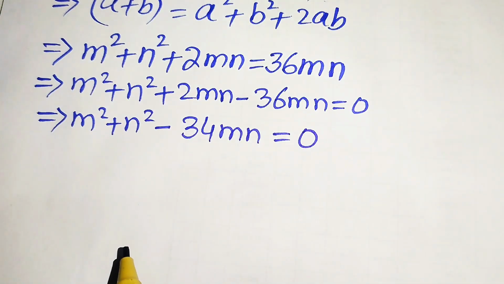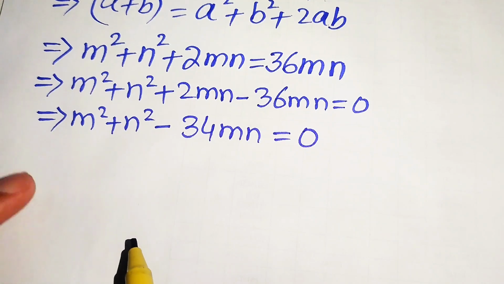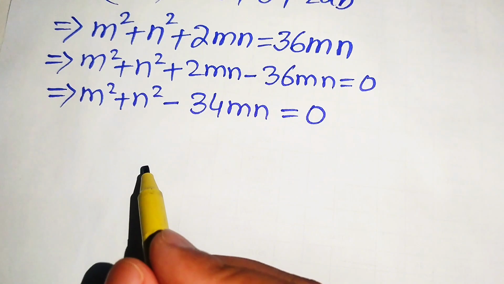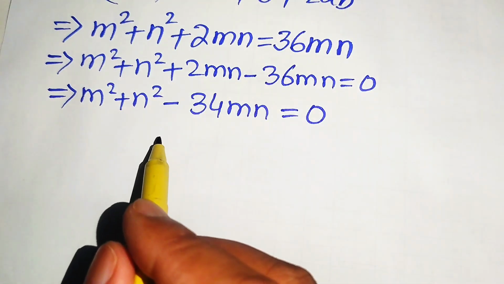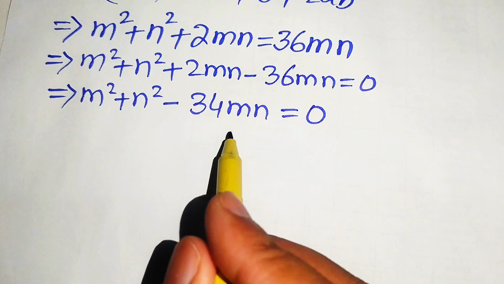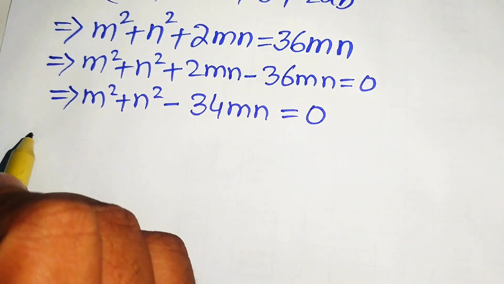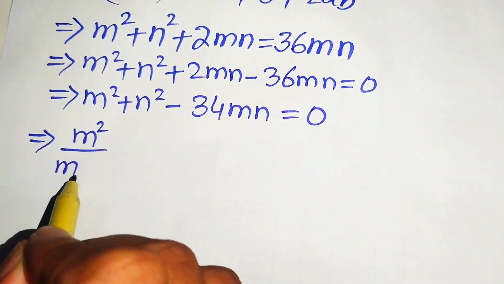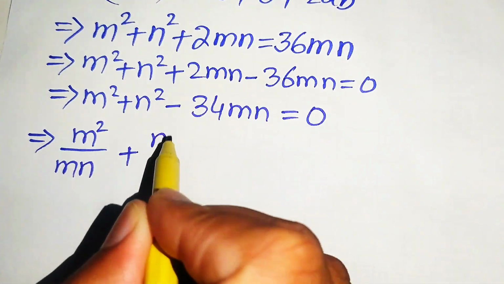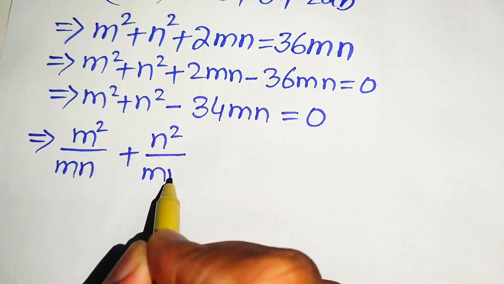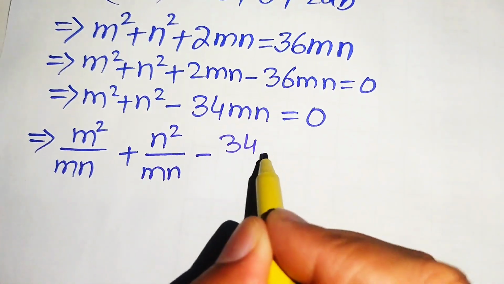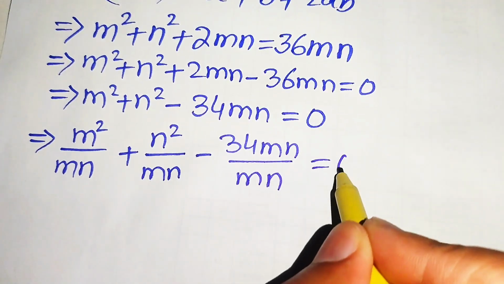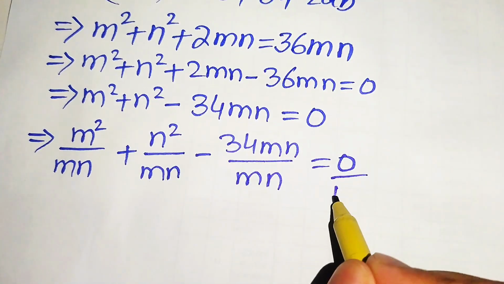This whole equation equals 0. Now in the next step, we convert this equation into a quadratic form in one variable. Here we just divide each term by mn. When we divide each term by mn, it will be written as m square over mn plus n square over mn minus 34 times mn over mn, and this whole equals 0 over mn.